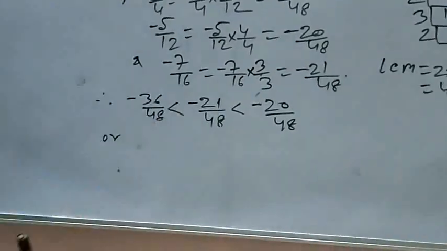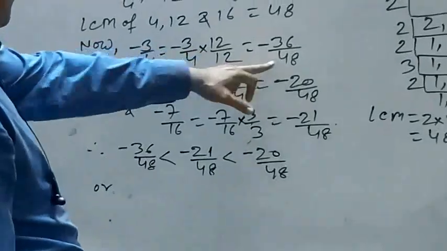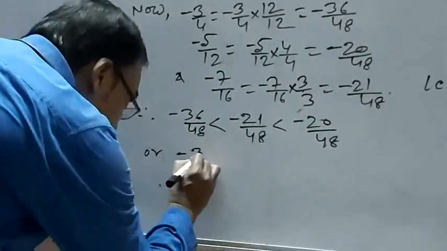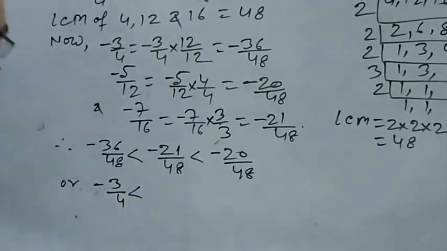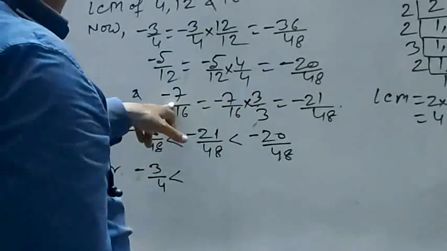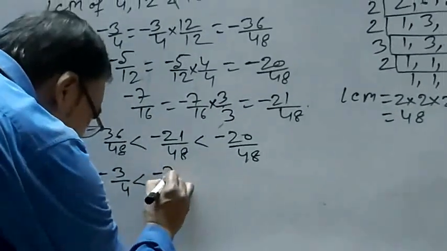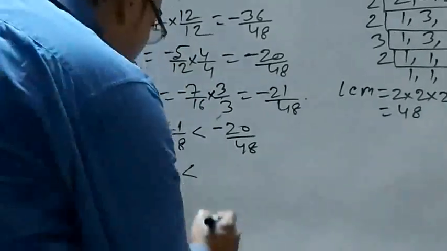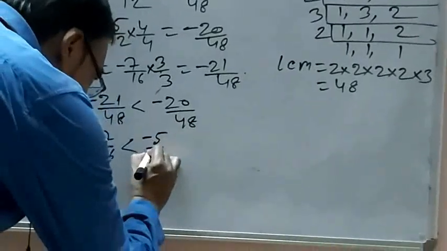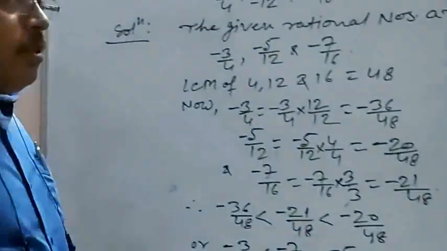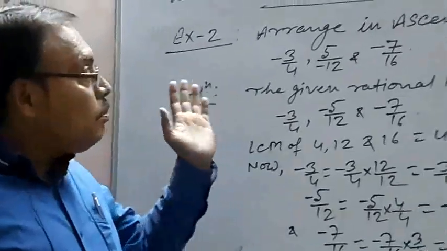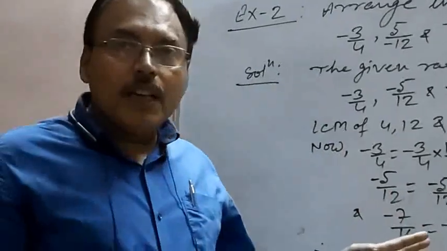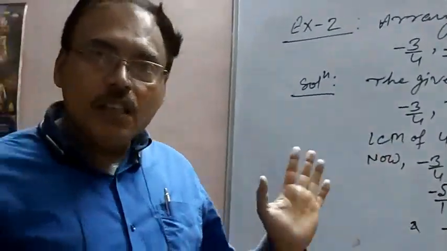or minus 36 by 48 is for rational number minus 3 by 4. So minus 3 by 4 is the least, is less than minus 7 by 16, and it is less than minus 5 by 12. Thus we have learnt comparison of rational numbers. So by this way you can compare and arrange either in ascending order or in descending order.